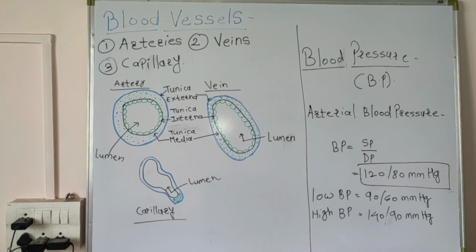So today we have seen the blood vessels, and blood vessels have three types: arteries, veins and capillaries. After that we have seen blood pressure, arterial blood pressure, and the systolic and diastolic pressure also. And also we have seen the various diseases caused by hypertension or hypotension.